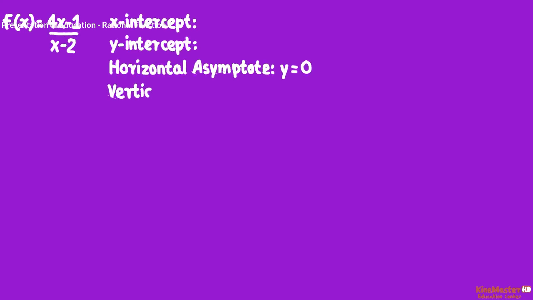After we find this, we have to find the x-intercept. If you want to calculate it, first set 4x minus 1 equal to 0. So the x-intercept must be 1 over 4 comma 0. For the y-intercept, put x equals 0, and it becomes 0 comma 1 over 2. The horizontal asymptote is y equals 0, and the vertical asymptote is x equals 2.